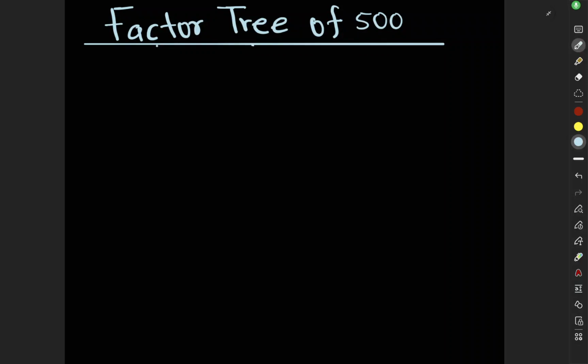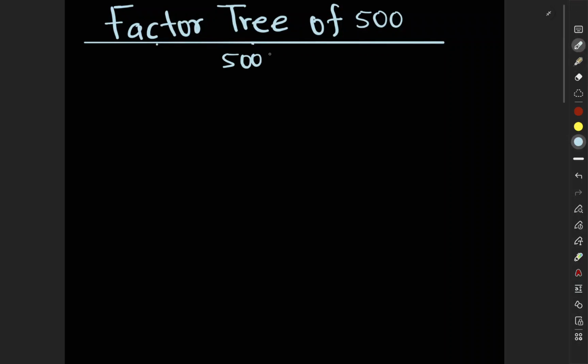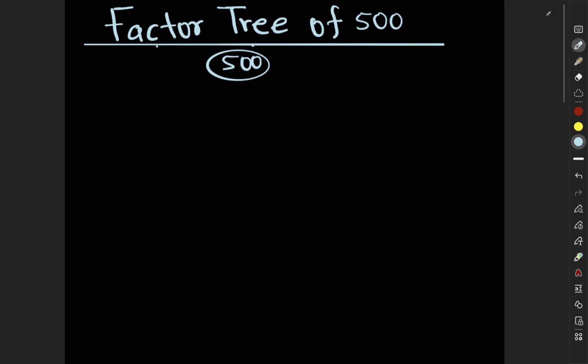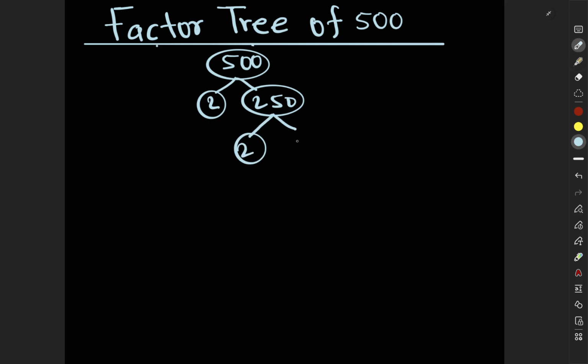Factors of 500. So 500 can be written as 2 and 250. So 2 times 250 makes 500. Like, 250 can be written as 2 and 125. So 2 times 125 makes 250.